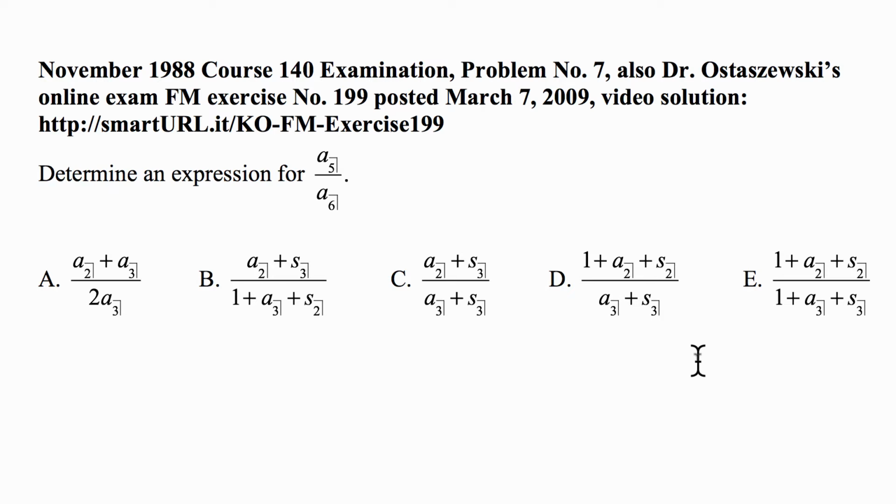Here's a problem for today, for exam FM on financial mathematics. Determine an expression for a angle 5 over a angle 6. There are five different expressions. A: a angle 2 plus a angle 3 over 2a angle 3. B: a angle 2 plus s angle 3 over 1 plus a angle 3 plus s angle 2. C: a angle 2 plus s angle 3 over a angle 3 plus s angle 3. D: 1 plus a angle 2 plus s angle 2 divided by a angle 3 plus s angle 3. And the fifth one is E: 1 plus a angle 2 plus s angle 2 over 1 plus a angle 3 plus s angle 3.